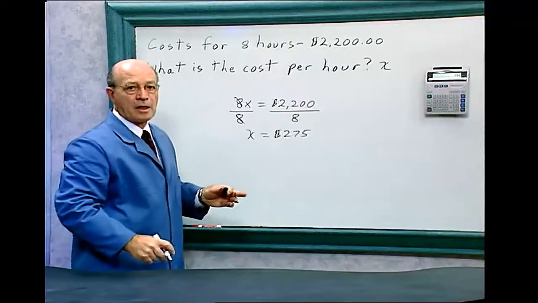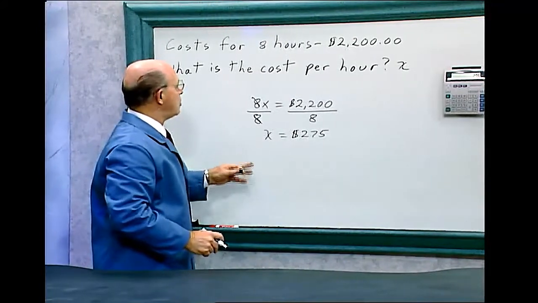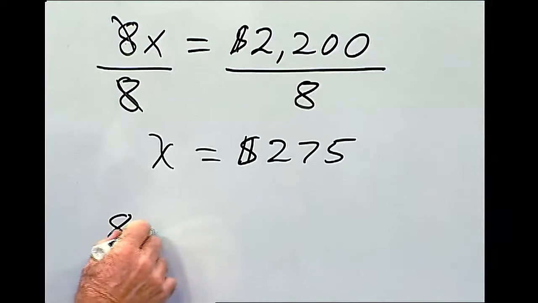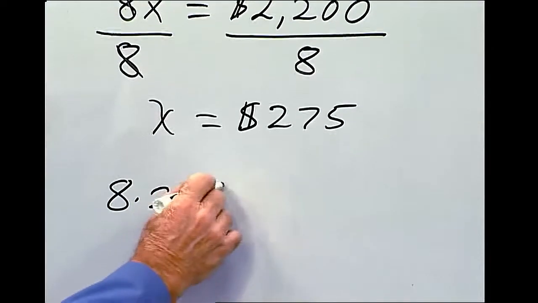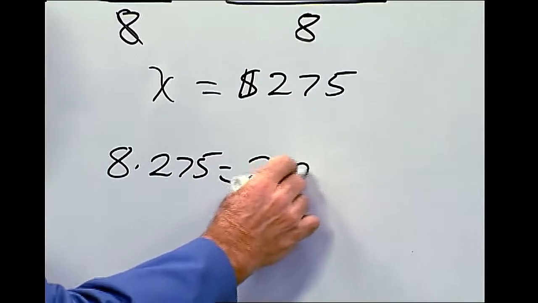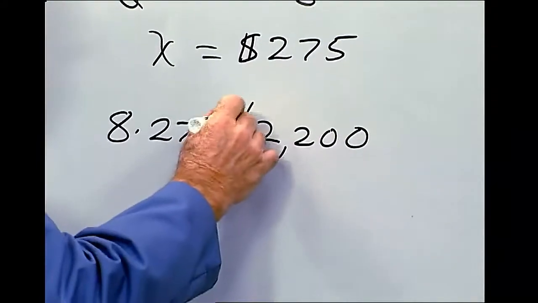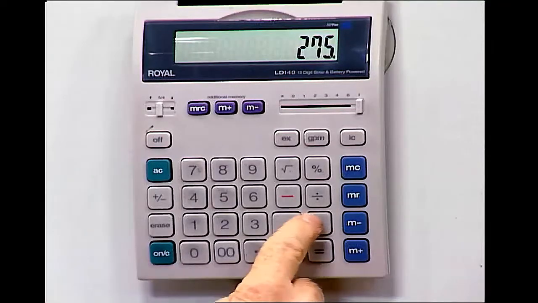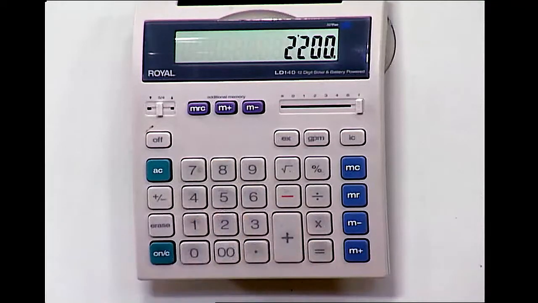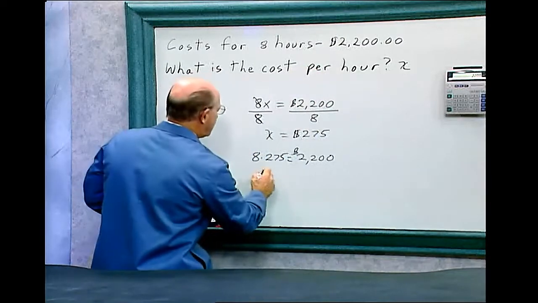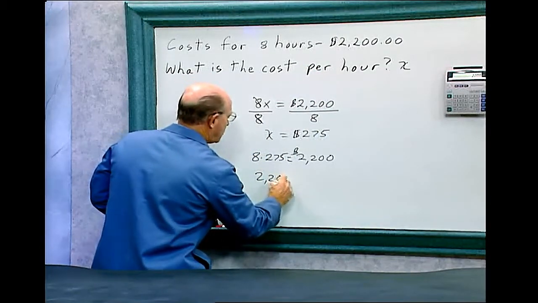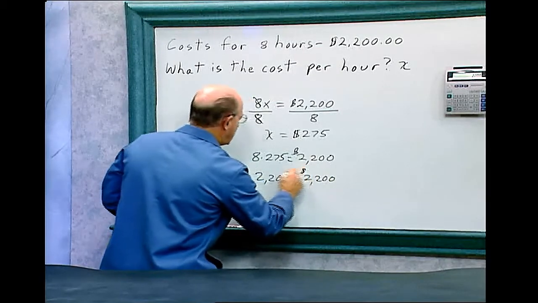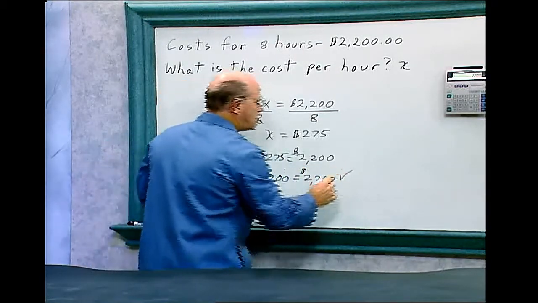$275. And to just double check our answer, all we have to do is substitute 8 times 275 equals 2,200. And we got the 275 still in the calculator, times 8 equals 2,200. So 2,200 equals 2,200. So the answer checks out.